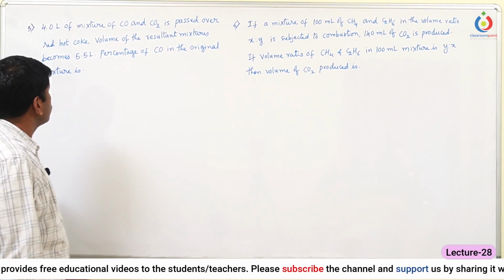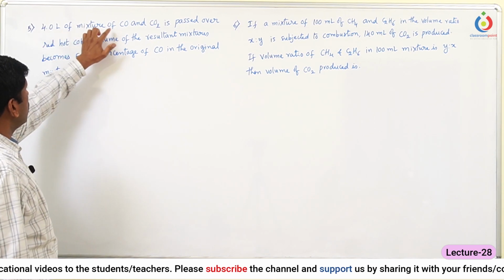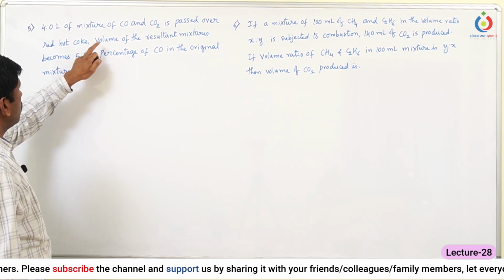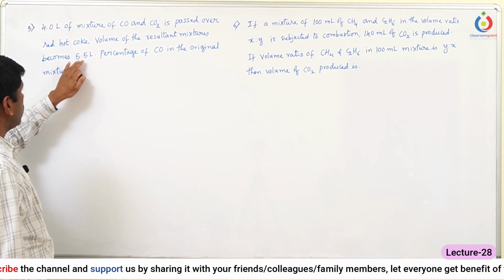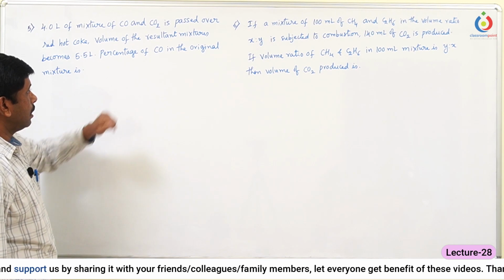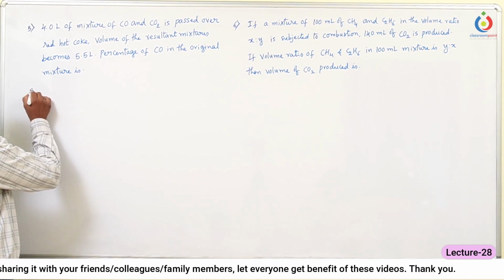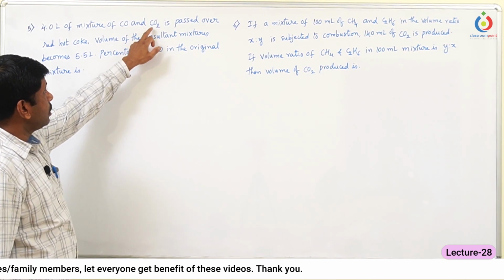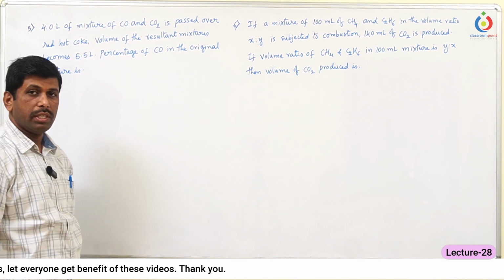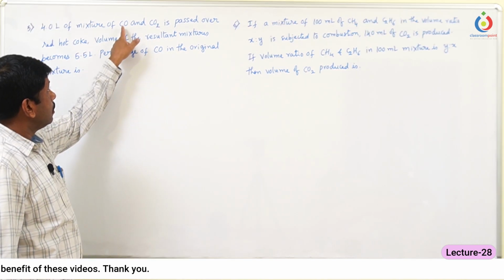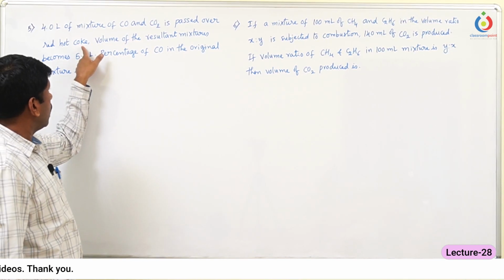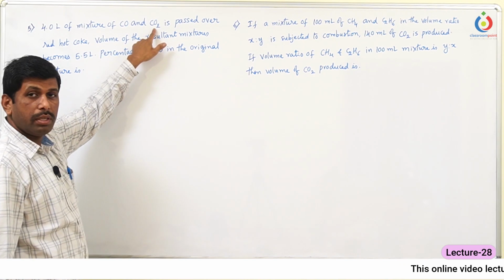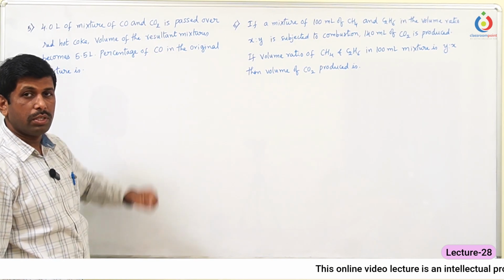So the question here is: 4 liters of a mixture of CO and CO2 is passed over red hot coke. The volume of the resultant mixture becomes 5.5 liters. The percentage of CO in the original mixture is? Here, both the CO and the CO2 are passing over the coke. Coke is nothing but carbon. CO is the reducing agent. Carbon cannot take the oxygen from the CO, but carbon can take the oxygen from the CO2, so CO2 converts into CO.